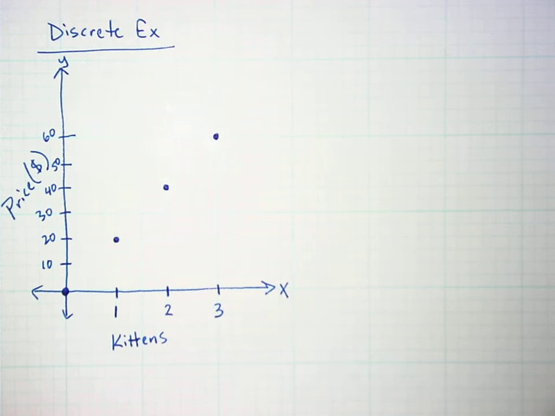Okay, now for a prize, I need somebody to raise their hand and tell me this. Why does it not make sense to connect these dots? Why should I leave these dots just sitting by themselves and not connect them? Why do they need to remain discrete? Okay, discrete is just dots. Continuous is when I connect them. I'm just going to leave them alone.